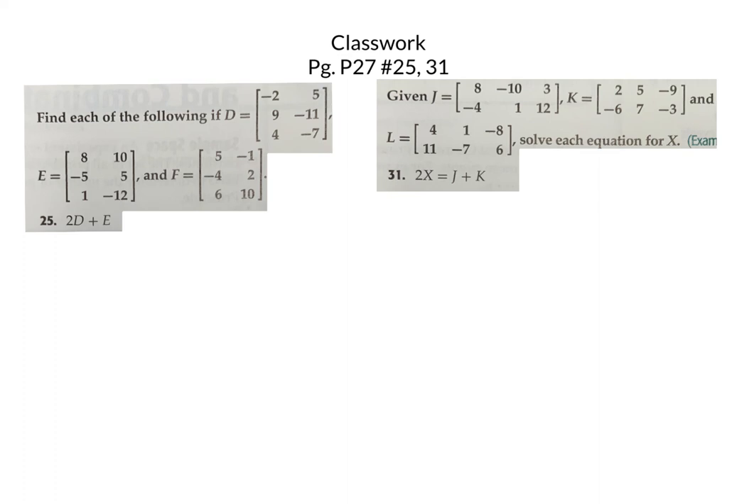All right, let's try a couple. The first one is just order of operations. You're literally just plugging in the D and the E and solving. And the 31, you're solving for a matrix.